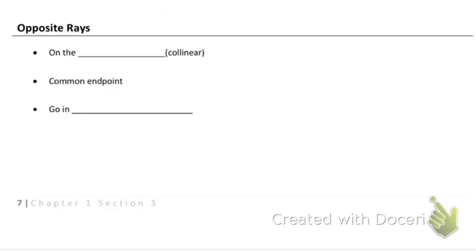All right, opposite rays. We got about 2 minutes to cover opposite rays. They're pretty easy. They're just rays that go in completely opposite directions. So the first thing is, it's going to be on the same line. It's basically 3 points on the same line. It is collinear, so it's going to look like a straight line. They're going to have a common endpoint, and they're going to go in opposite directions. The one that people mess up on is common endpoint.